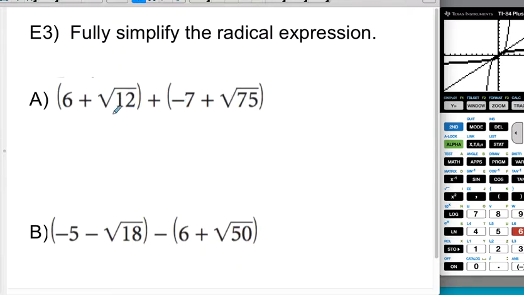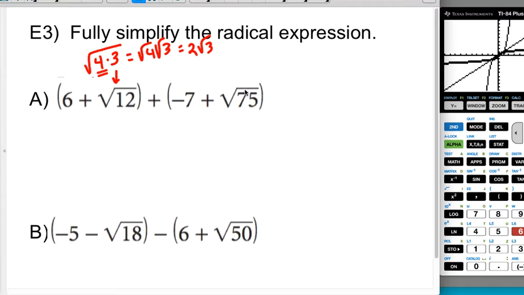All right, so we're going to fully simplify each radical expression. The first thing I need to do is simplify the roots. I'm going to look at this root 12 and ask, does it have a perfect square factor? Well, this is root 4 times 3. The reason I picked 4 and 3 is because 4 is a perfect square and 3 is not. So I took the biggest perfect square factor that I could find and took that out. What that leaves me with is root 4 times root 3, or 2 root 3.